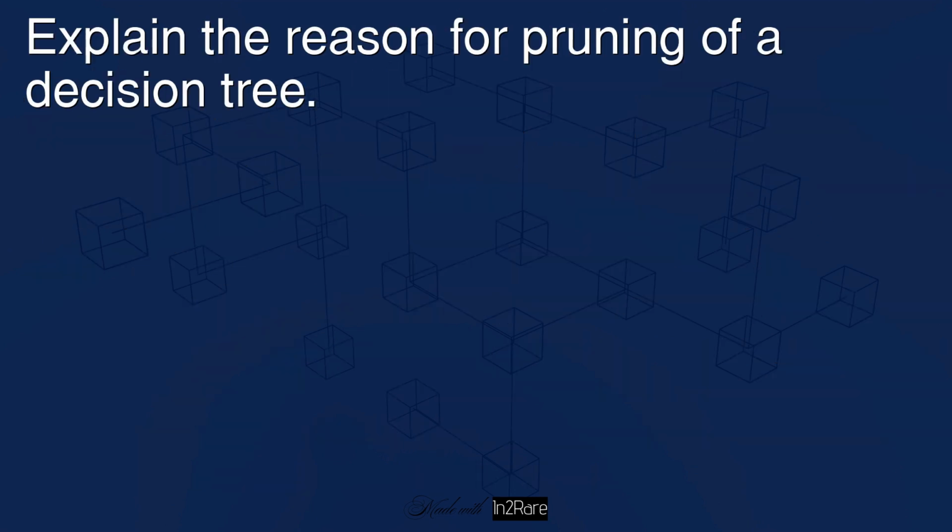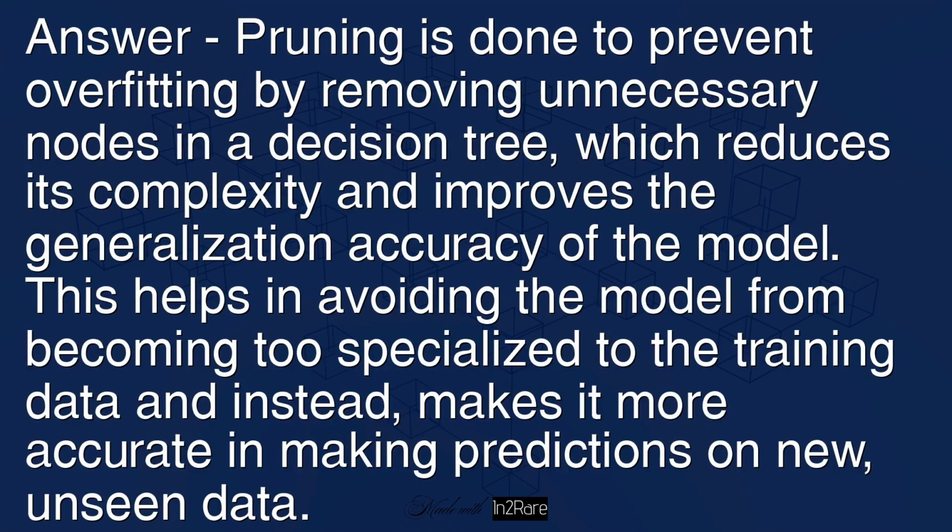Explain the reason for pruning of a decision tree. Answer: pruning is done to prevent overfitting by removing unnecessary nodes in a decision tree, which reduces its complexity and improves the generalization accuracy of the model. This helps in avoiding the model from becoming too specialized to the training data and instead makes it more accurate in making predictions on new and unseen data.